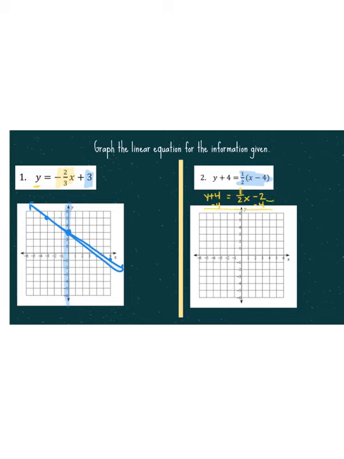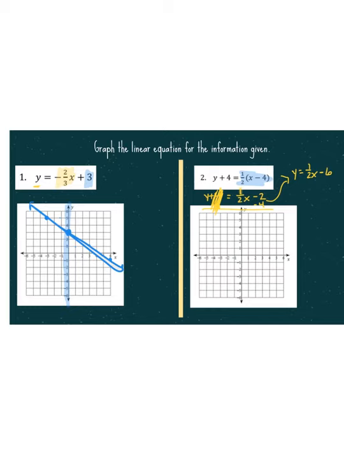Okay, and then I'm going to bring this over here. Okay, so when I look on the left side, I see my plus 4 and minus 4. Those cancel out. So on my left side, I'm just left with y equals. And then my 1/2 x is going to stay the same. And then a negative 2 minus 4 is going to give me a negative 6.